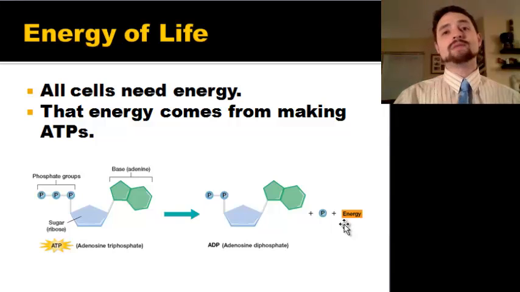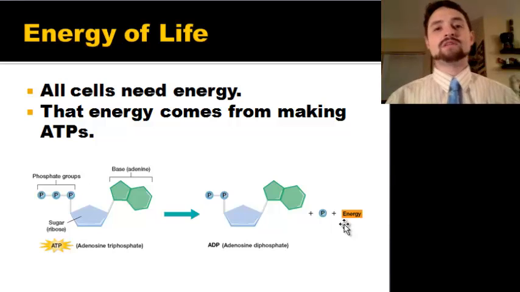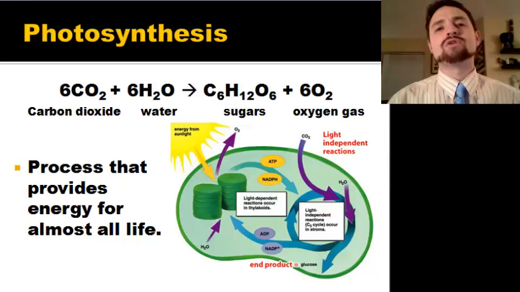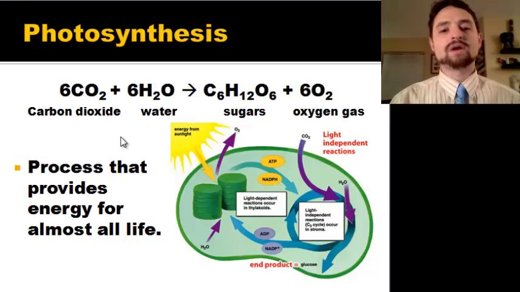The most common thing that we use in the process of making ATP is glucose. So that's where we're going to look today. To make glucose, we primarily start with photosynthesis, those autotrophs. They take carbon dioxide and water, and they yield sugar, like glucose, C6H12O6, and oxygen gas. Now, this process provides energy for almost all of life.